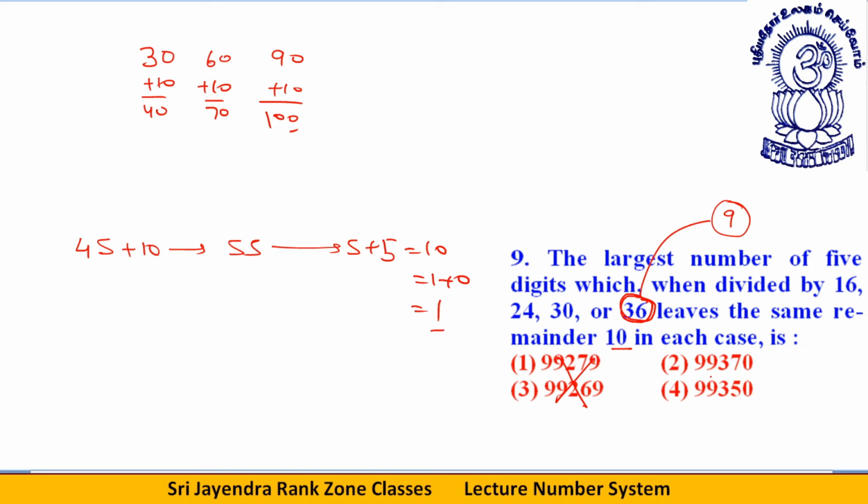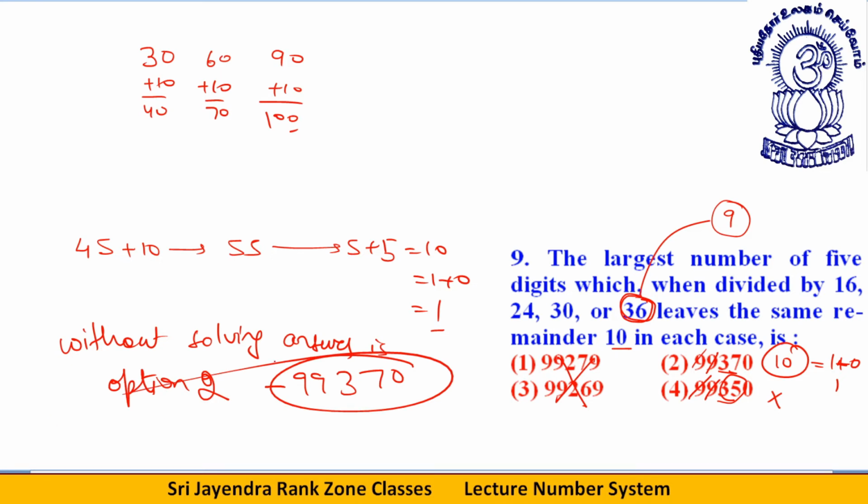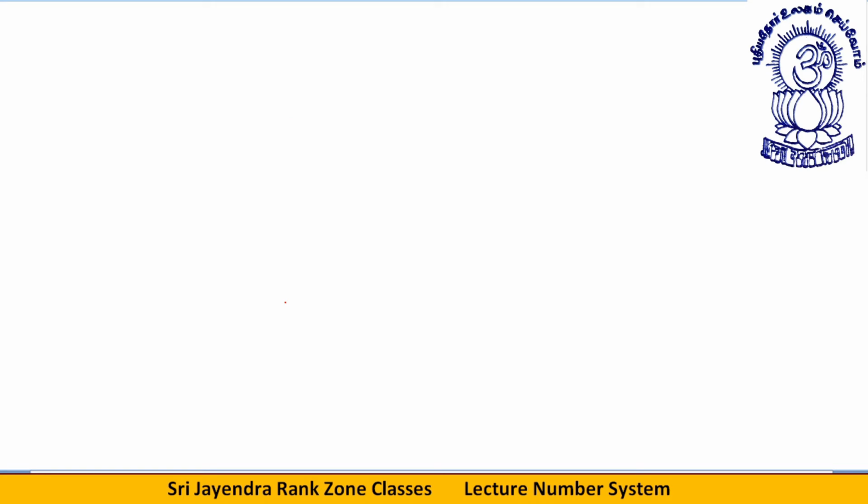Okay, let's look. 9 and 9 cancel. The sum of digits here is 8. This is also not the answer. 9 and 9 cancel. 3 and 7 is 10. The sum of digits is 10, or 1 plus 0, that is 1. So 99370 is your answer without solving. Without solving, the answer is option number C, option 2. 99370. This is your answer, my dear students. I am sure it must be clear to all of you. Okay, let's look for the next question.